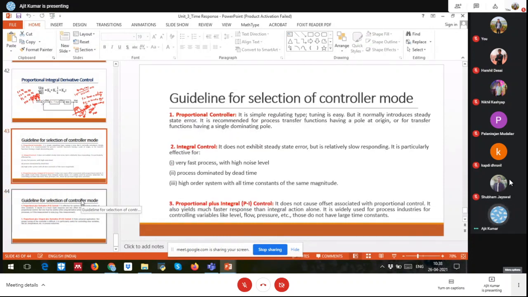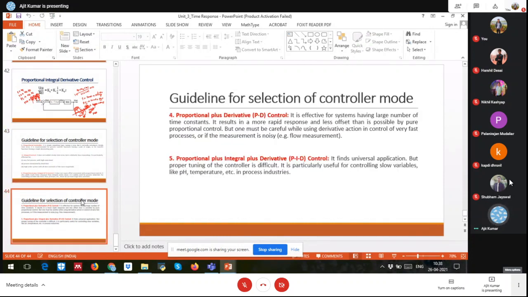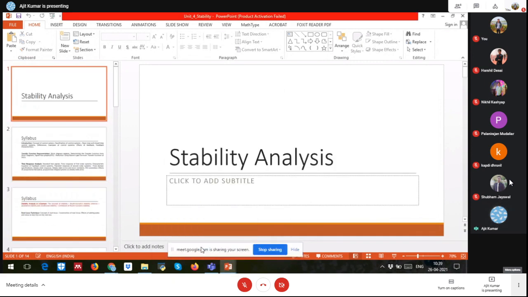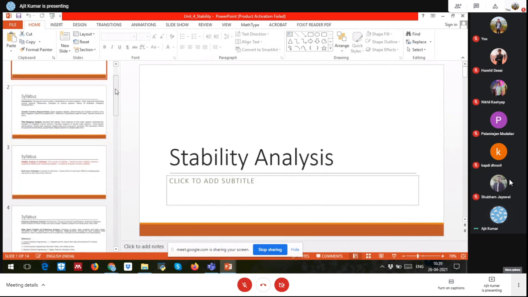So with that, we will come again possibly to this control structure. But now we will talk about the new concept, relatively new concept. I'm sure you might be knowing about stability through different courses or your prior knowledge of control systems. So let's see the stability analysis part.